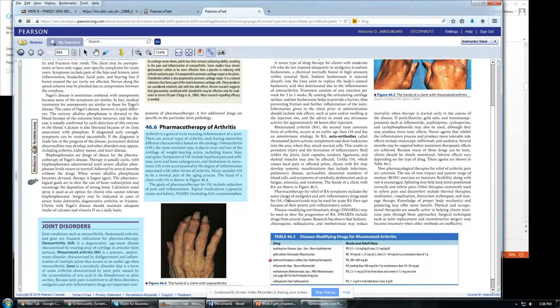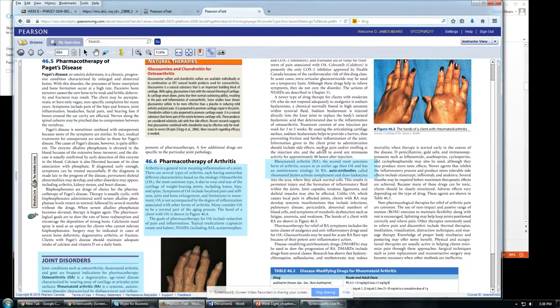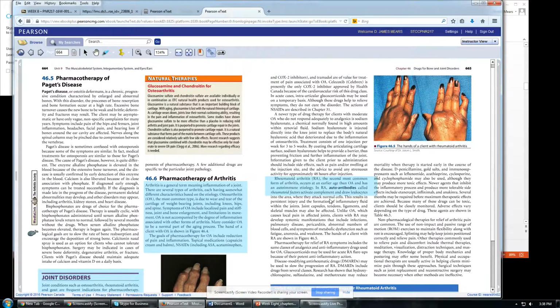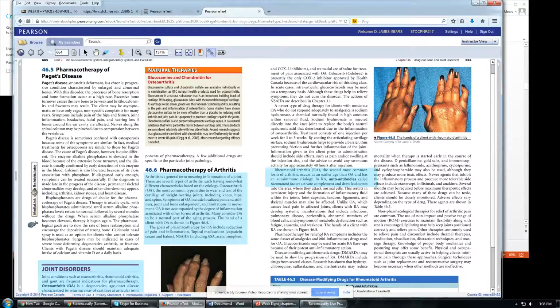And osteoarthritis, usually we see quite a bit in the elderly. Rheumatoid arthritis is one of those autoimmune disorders where the body starts attacking itself. And then gout is a problem with uric acid. So just know the difference between the different types of arthritises, I guess you could say, and the causes.